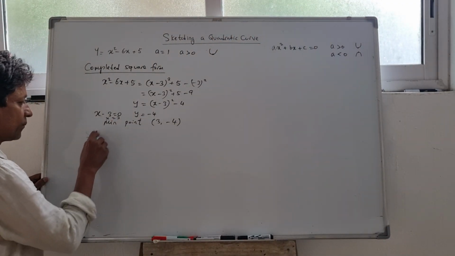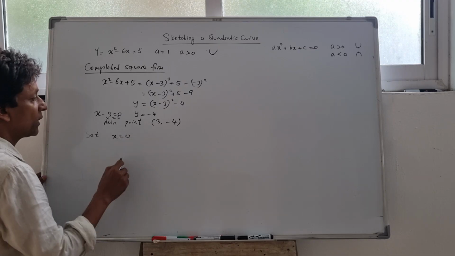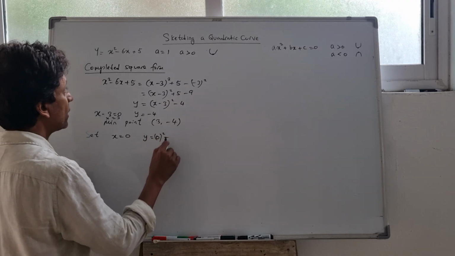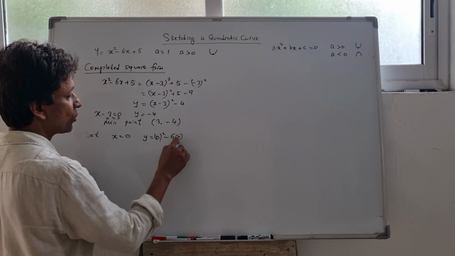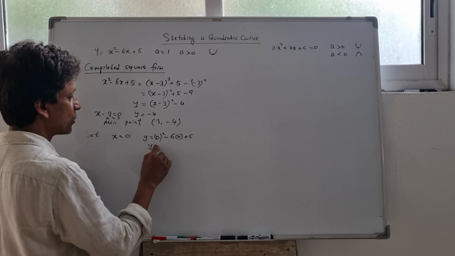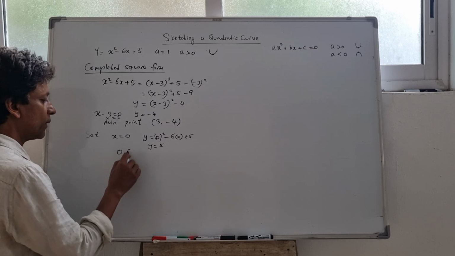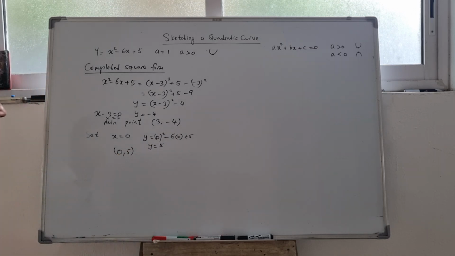I'm going to set x equal to 0. If I do so, I'm going to get y is equal to 0 squared minus 6 times 0 plus 5. So that means y is equal to 5. It's going to cross the x-axis at 0, 5. I mean the y-axis at (0, 5).